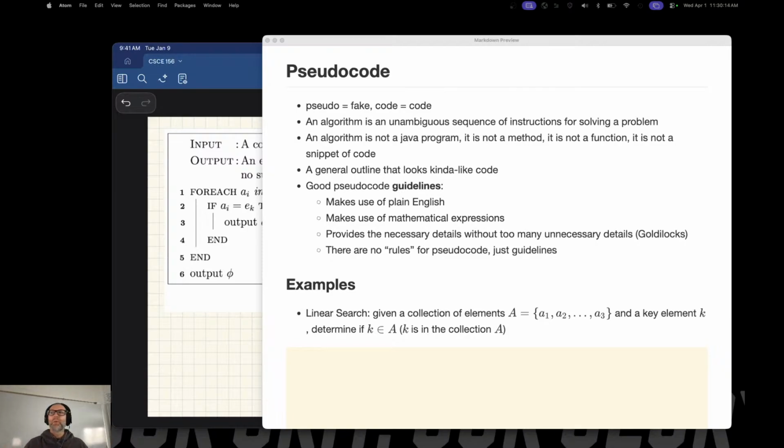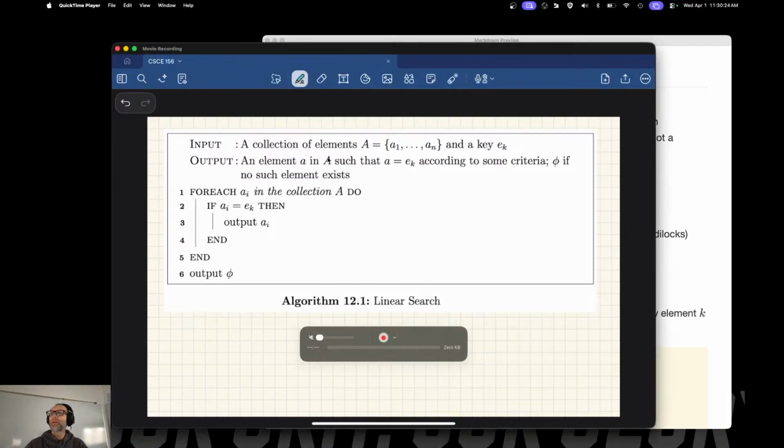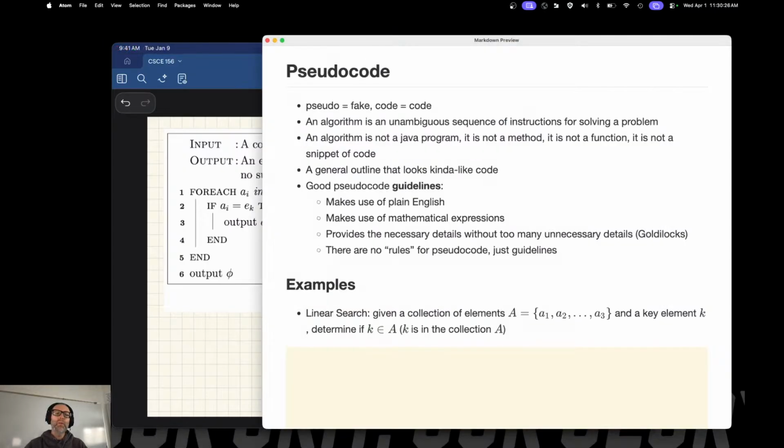All right, so picking up where we left off last time, we talked about pseudocode, how it's fake code, and there are no rules for it. They're just guidelines. And then we gave an example here for linear search. And now what we want to do is analyze this actual algorithm. That is, as the input size grows, let's quantify how good or how bad this algorithm is.